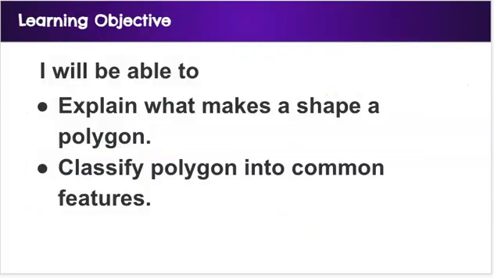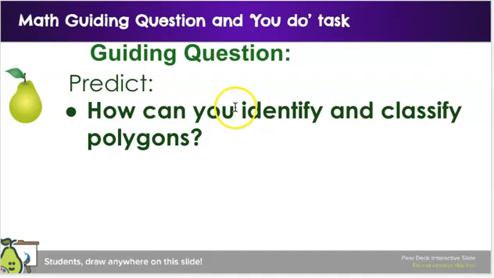All right, by the end of this lesson, you'll be able to explain what makes a shape a polygon rather than just a traditional shape, and you'll be able to classify polygons into common features. So how do you identify and classify polygons? That's what I want you to think about. Have you done that before? Go ahead and put in an answer, just what you think. Are there any words that you're not sure about? Or any questions you have, you can enter those too.